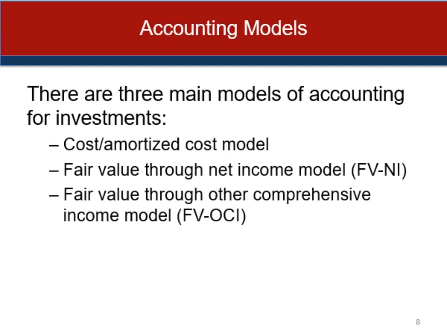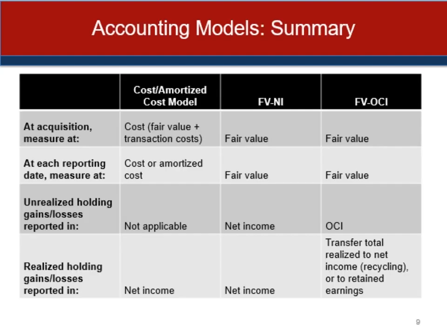There are three main accounting models used for the various non-strategic debt and equity investments. So they include the ones listed here: cost amortized, fair value through net income, fair value through other comprehensive income. The cost amortized cost model measures the cost at acquisition, which is equal to the fair value plus any transaction costs. And at each reporting date, you continue to measure it at cost or amortized cost. So if it has a limited life, of course, it would be amortized cost. If it doesn't have a limited life, it would be measured at cost and usually would be subject to an impairment test. Unrealized holding gains or losses are not applicable. Only realized holding gains and losses are reported, and they're reported in net income.